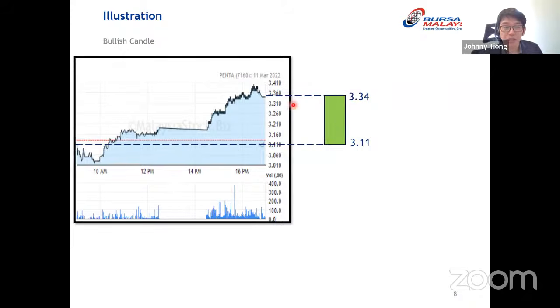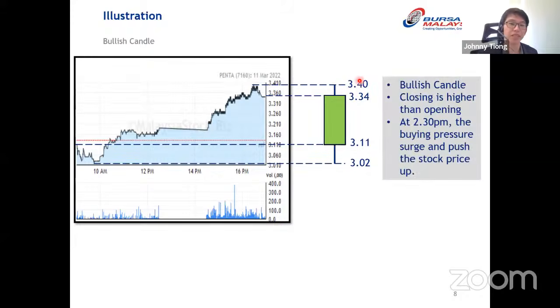Next we look at the lowest point and also the highest point. The lowest point of the day is 3.02, and the highest point is 3.4. So I just connect with the tails, the lower tail and the upper tail. So this is a bullish candle. What can we derive from this candle? It is a bullish candle, so the closing is higher than the opening. 3.34 against 3.11. Closing is higher than the opening.